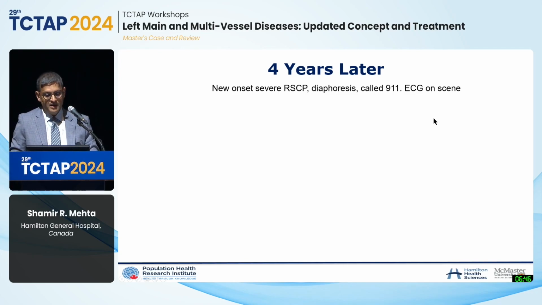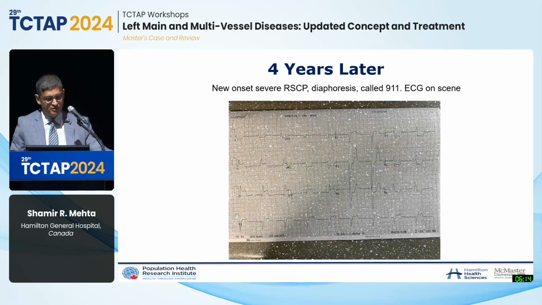Four years later, the patient has chest pain again, diaphoresis, calls 911, and an ECG is done on the scene. So how many of you think this time around the culprit lesion was that proximal LAD? Let me just see a show of hands. Okay, most. How many think it was the circumflex? And how many think it was the right coronary artery, the culprit? Slightly more people for the LAD, and then about equal circumflex and right coronary artery.